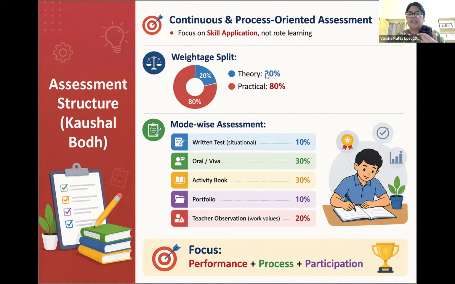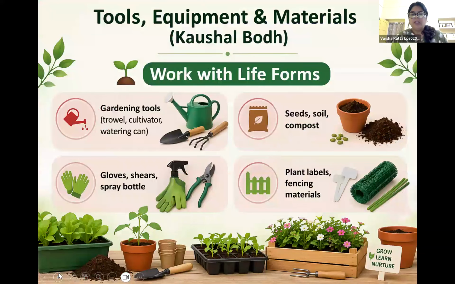So 10, 30, 30, 10 and 20. So 10 is your written, oral is 30, activity book is 30, portfolio is 10, and teacher's observation is 20 marks. So performance, process and participation is the focus, right? I'm moving ahead. Now, we have already talked about it. We are also going to talk about the tools that are needed.